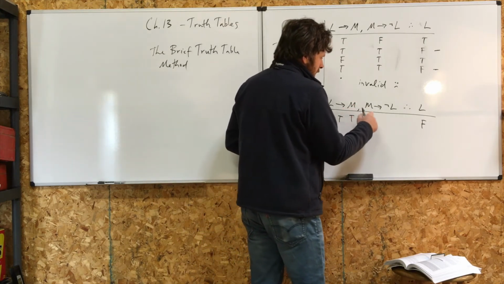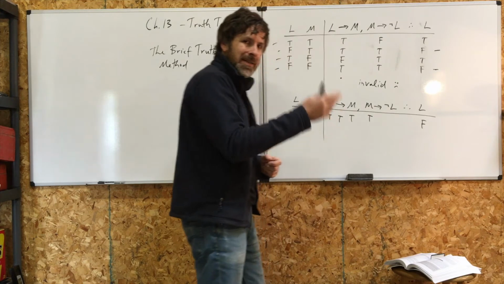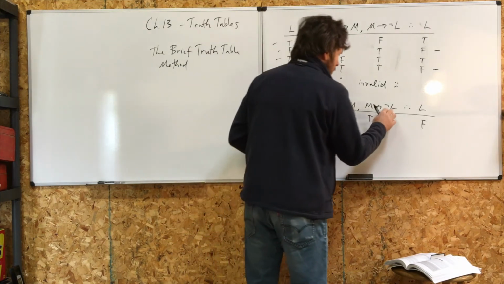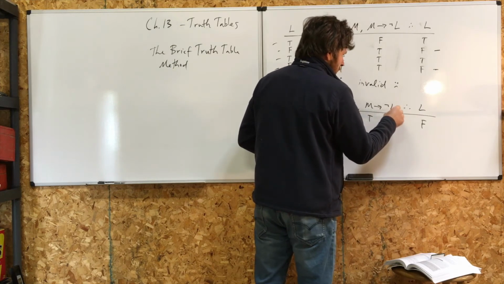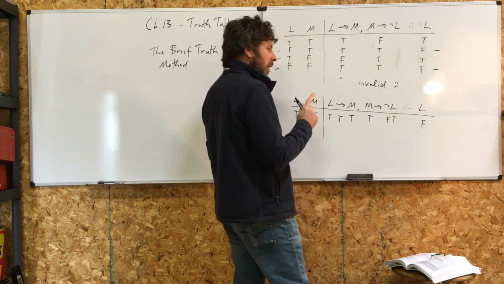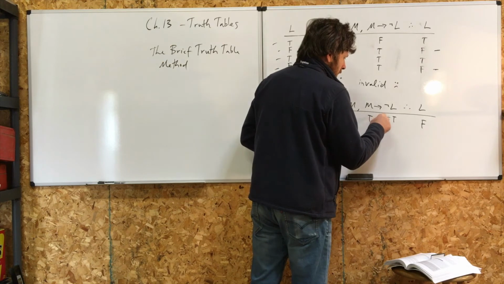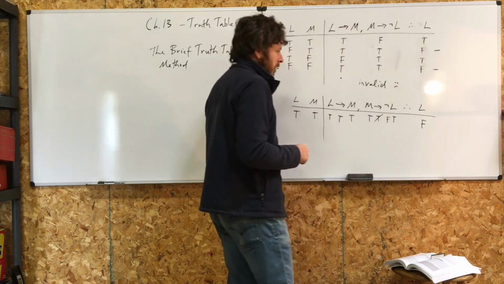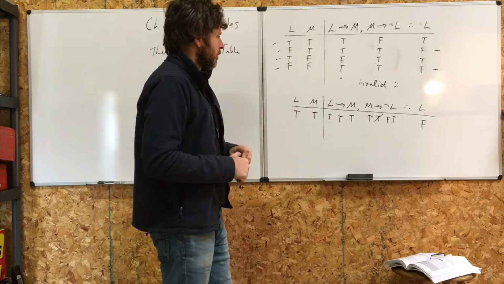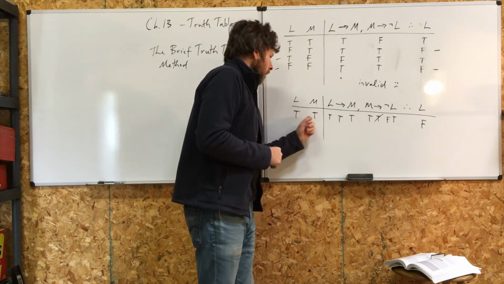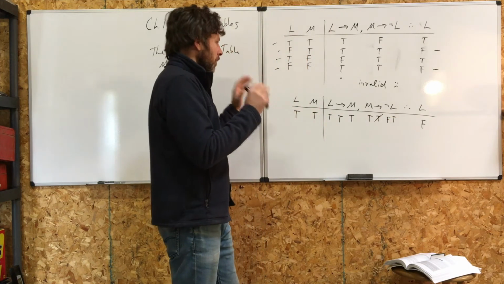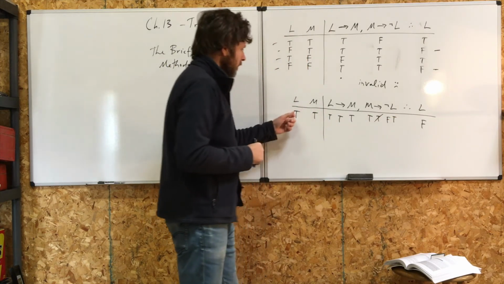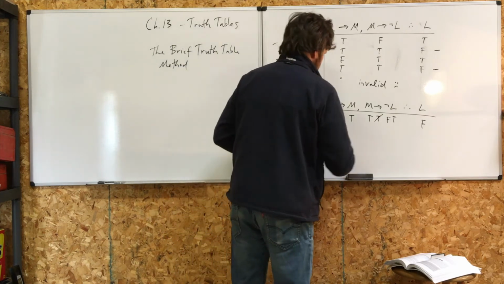Well, if M is true here, it's got to be true here. You need a consistent set of values here. L, okay, true right there. So not L would be false. Look, we cannot make this one true, given L and M are true. So we cannot create a row under this scenario where L is true and M is true.